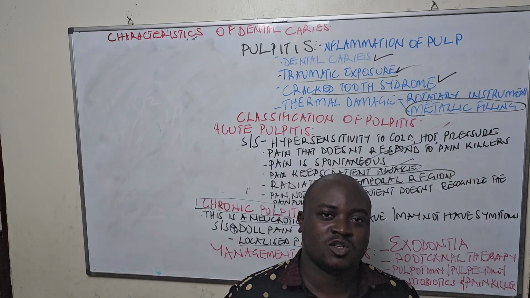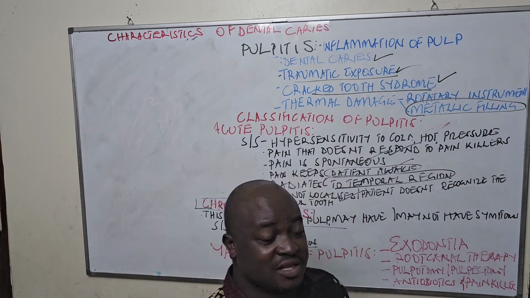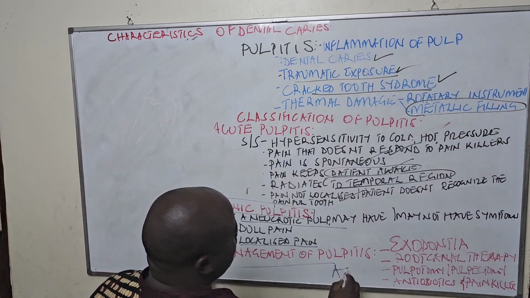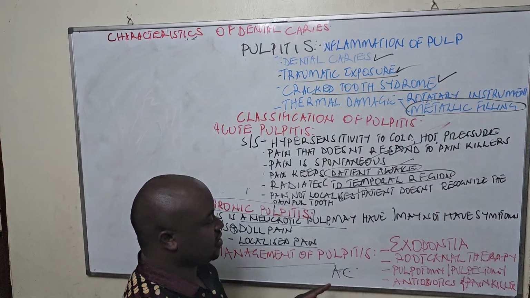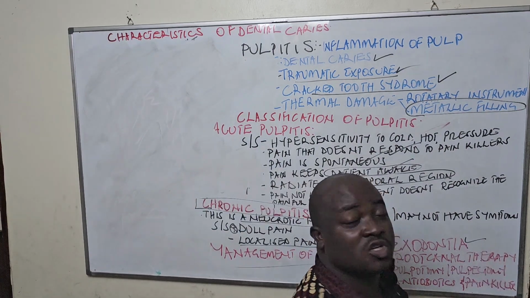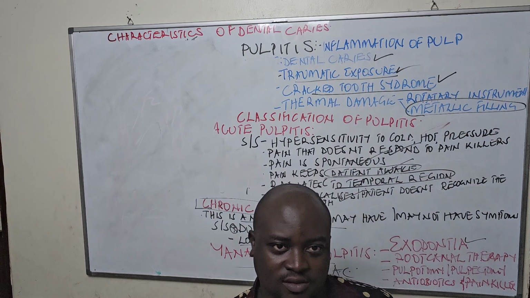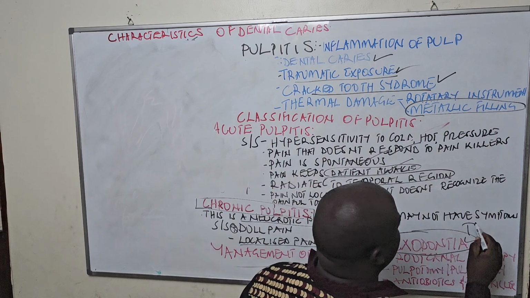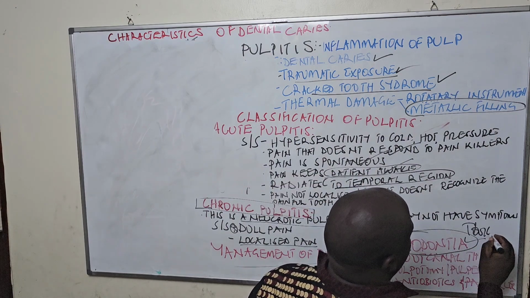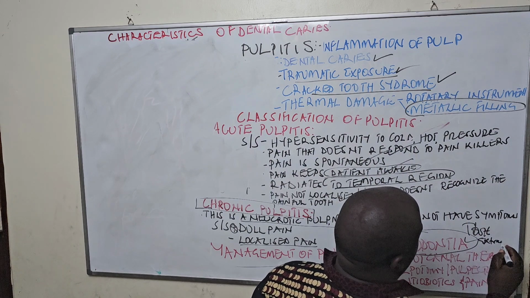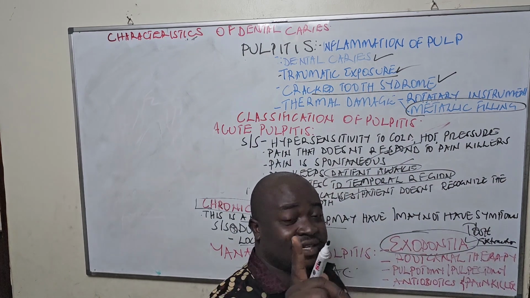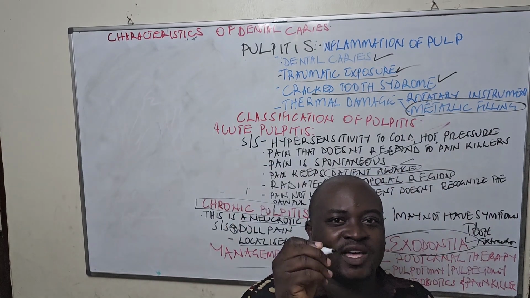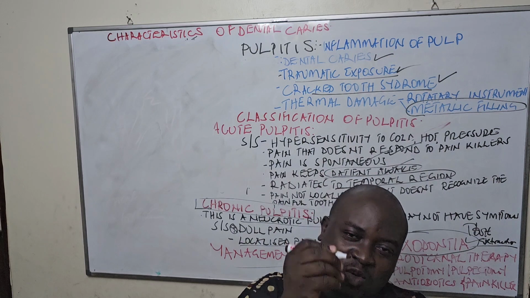I'll briefly talk about the management. Management of pulpitis, whether acute or chronic, is exodontia. Exodontia is tooth extraction. The term exodontia means tooth extraction. We shall later define tooth extraction as a painless removal of a tooth or a root of a tooth.